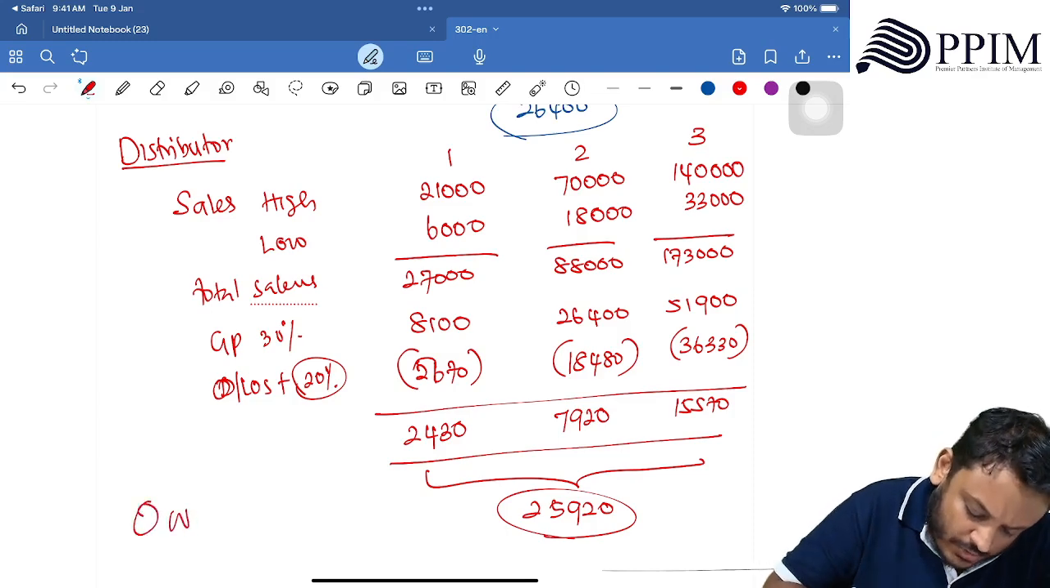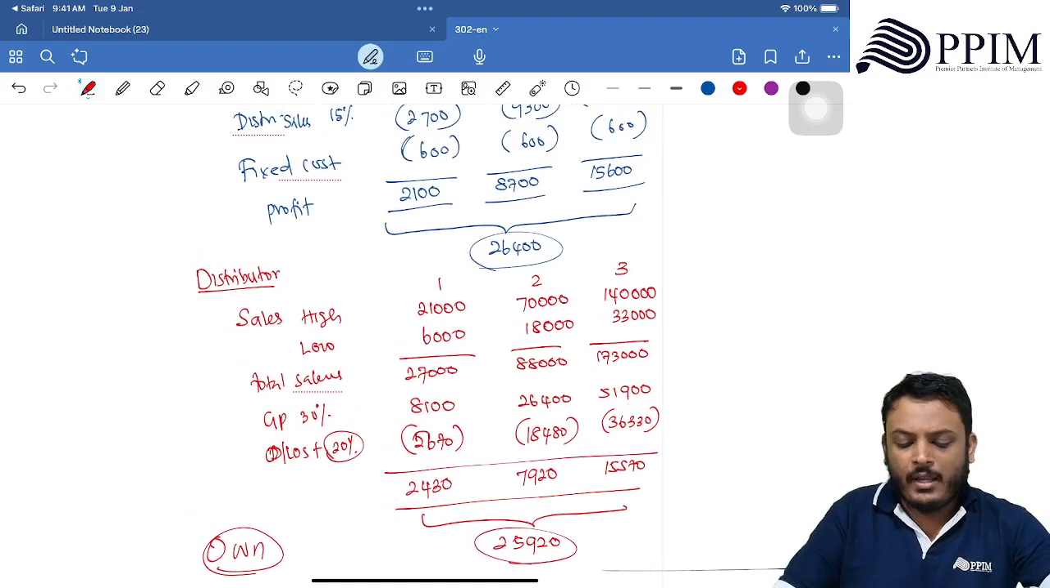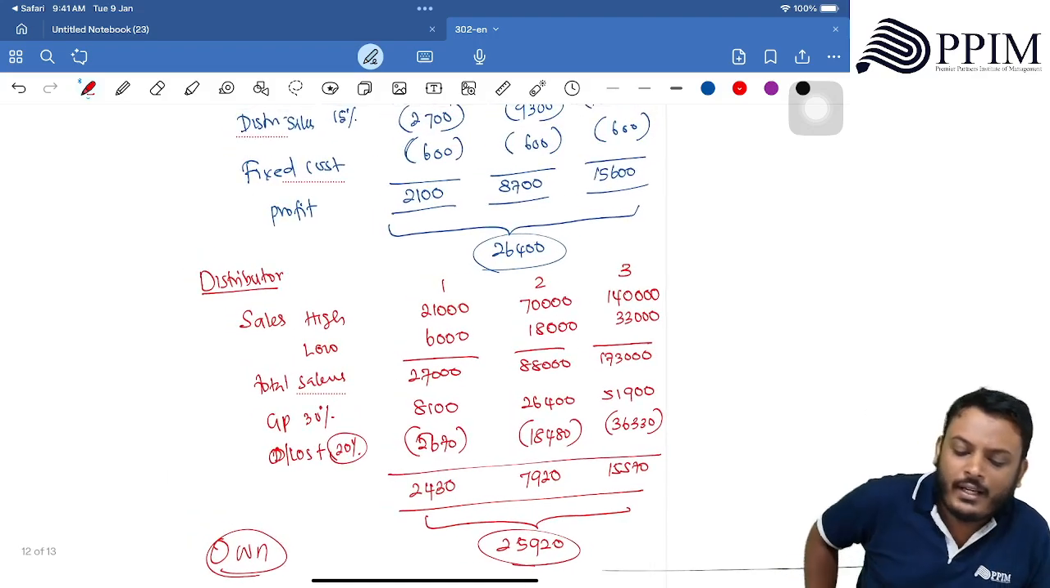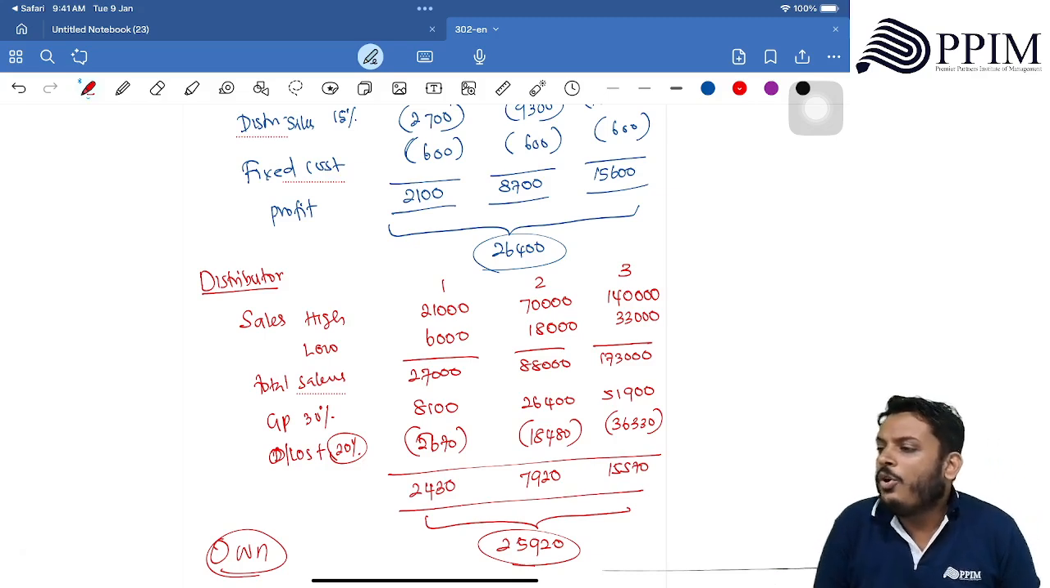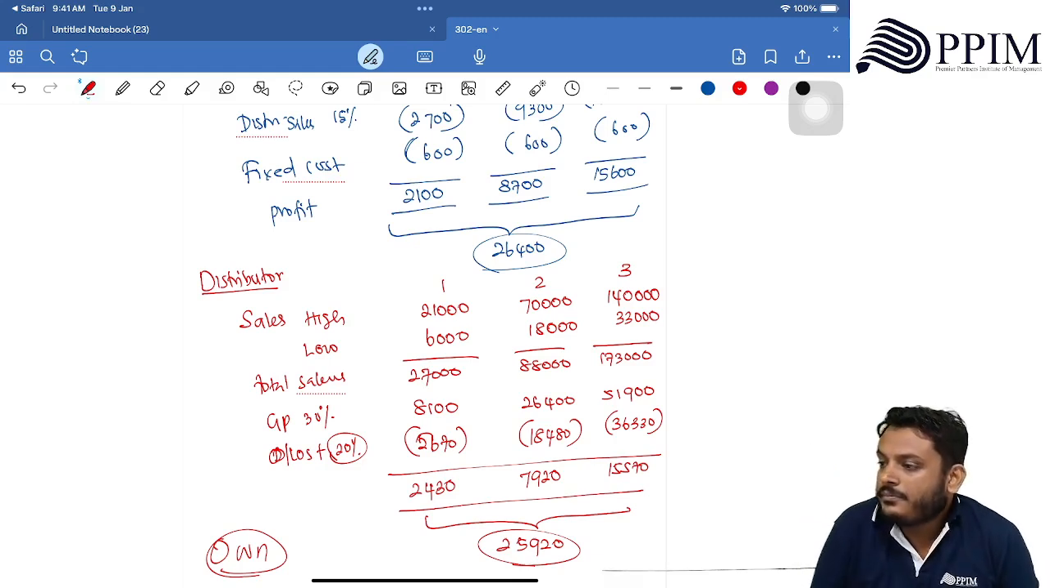So own distribution is the answer. Go for own distribution. You know why? If you go for own distribution, you are getting 26,400. If you go to a distributor, 25,920. So the answer is own distribution.